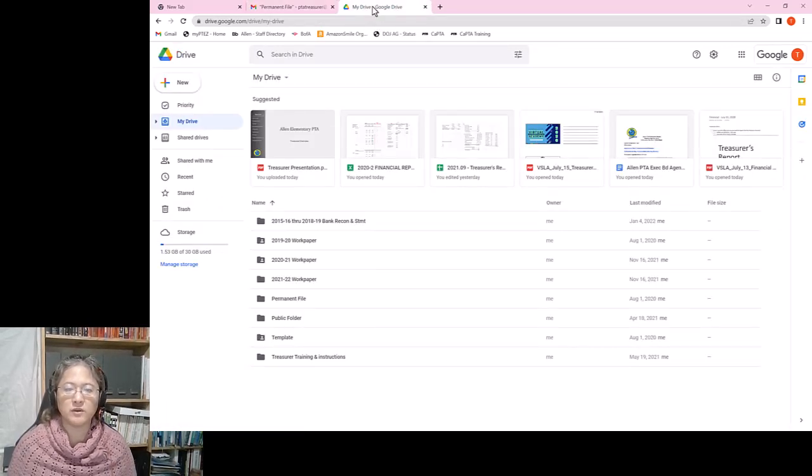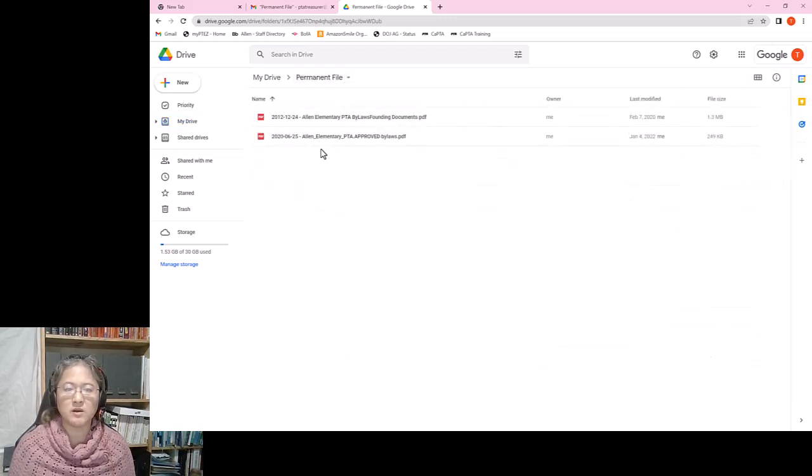Next, the Google Drive. I actually rely on this a lot. This is where I am housing all of the financial reports, all of the information that needs to be passed from treasurer to treasurer. I created a folder for each work paper, and I can also use this to share it with the auditor as needed or with whoever needs to see it. Next, again, a permanent file. This is where I will store the bylaws and any other documents that really need to be maintained forever.